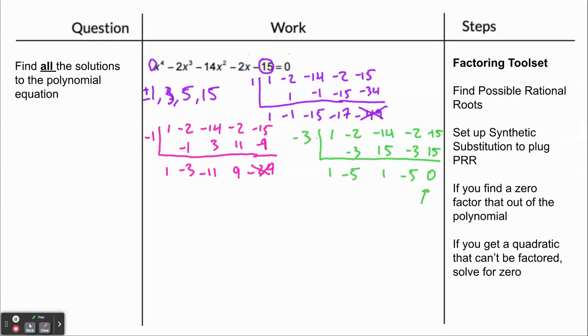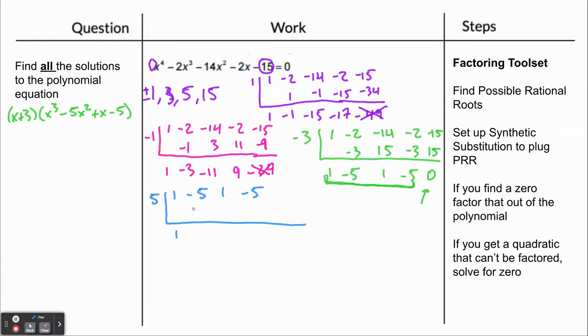So what that means is that we're going to factor out x plus 3. And what we're left with is this string of numbers here. So that's going to be x to the power of 3 minus 5x squared plus x minus 5. Now we're going to continue along, plugging into this set of numbers here. And when we plug in 5, we get another 0, so we can factor that out.